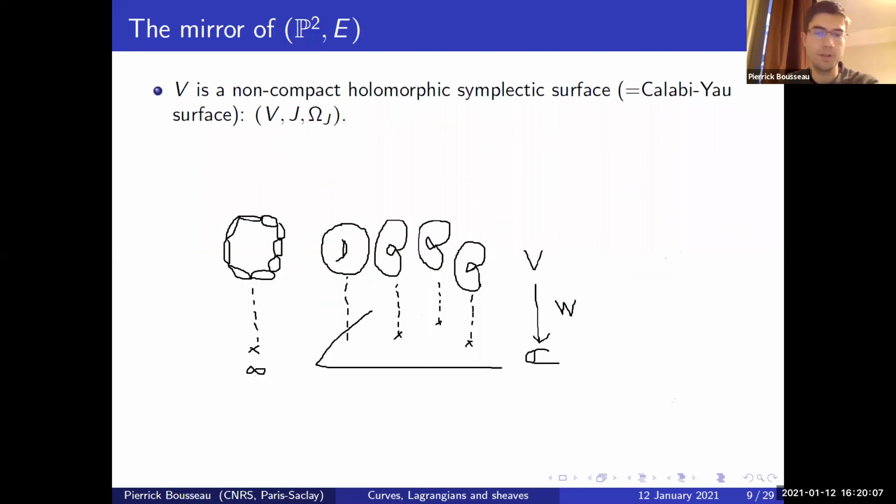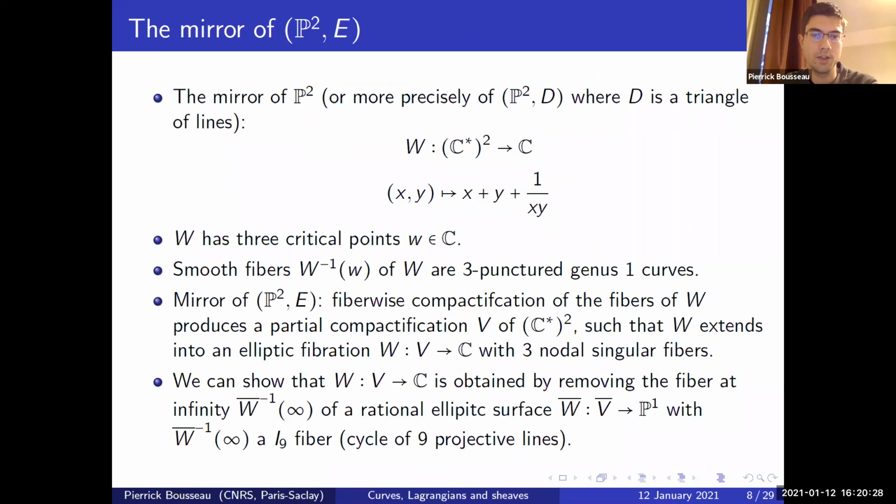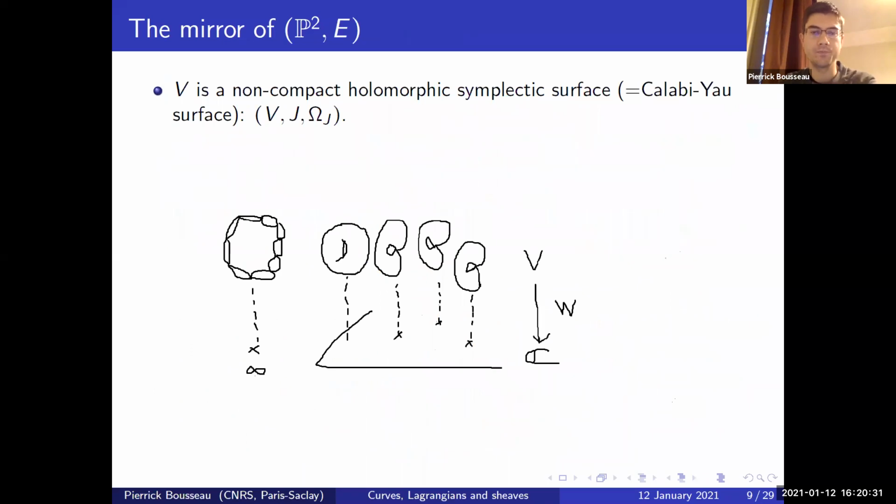So what I've done in the previous slides is introducing 2 geometries. Maybe I come back here. So I introduced this geometry U, which was some affine surface, the complement of an elliptic curve in P2, which admits a real torus fibration, a Lagrangian torus fibration with 3 singular fibers. Then I introduced a different geometry, which was this V, which now is an elliptic fibration that I introduced as being the mirror of P2E, and which has 3 singular fibers. So just naively looking at these 2 pictures, they look similar. In both cases, you have families of tori with 3 singular fibers.